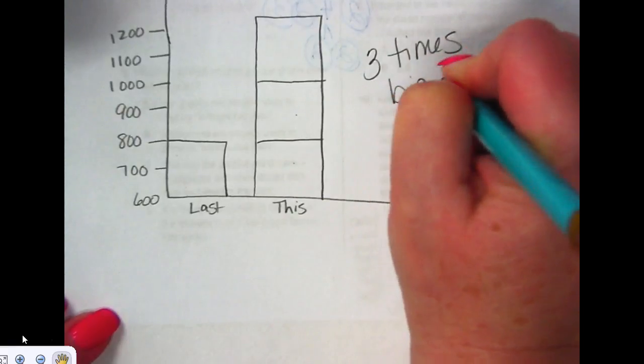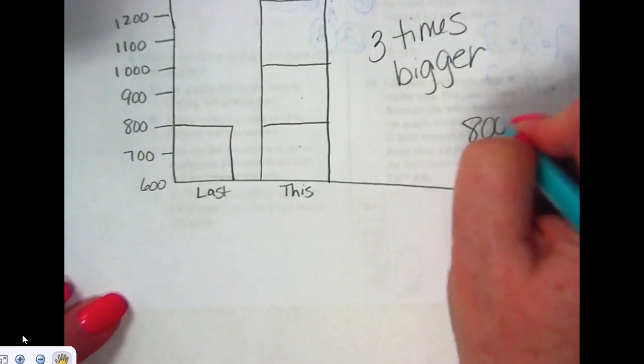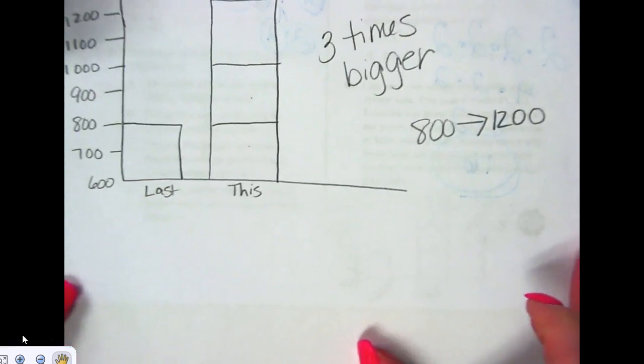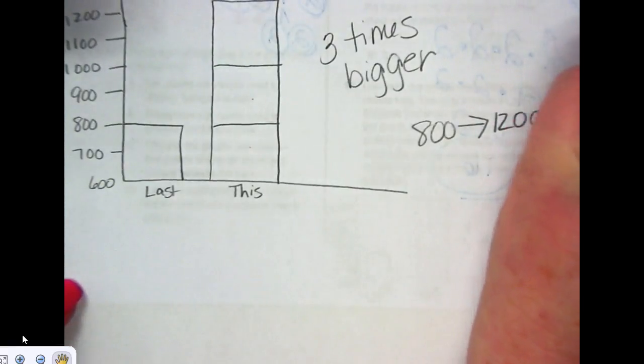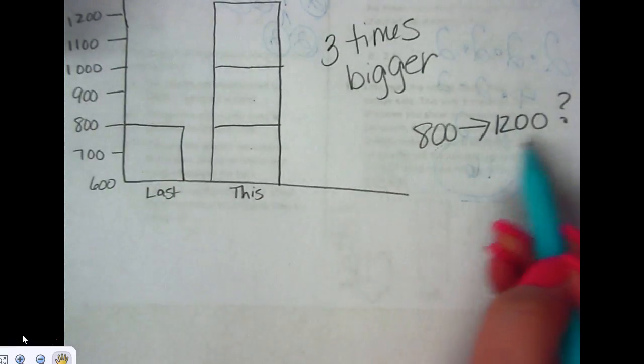So is that an accurate reflection of what happened when it went from 800 to 1,200? Did it get 3 times bigger? Is that an accurate reflection, this graph? Is that a good graph? Did this amount really get 3 times bigger?